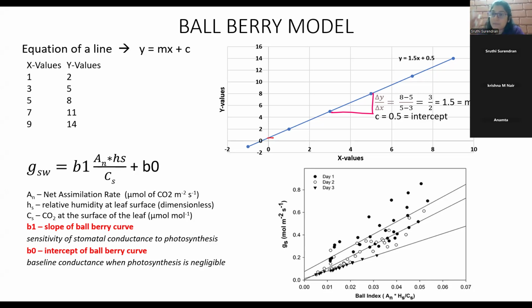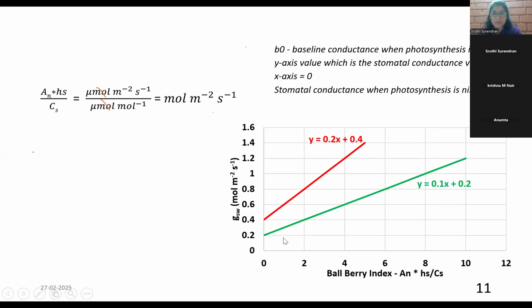And depending upon the value of that intercept, it will be high or it will be low. So if you see here, for this line which is having a higher intercept and for this line which is having a lower intercept, we can see that the stomatal conductance when the photosynthesis is 0 is 0.4 and when photosynthesis is 0 is 0.2. So this line will basically have more stomatal conductance even when photosynthesis is not taking place than this line. So this is going to lose more water in comparison to this line.